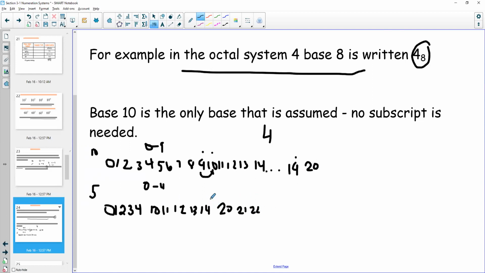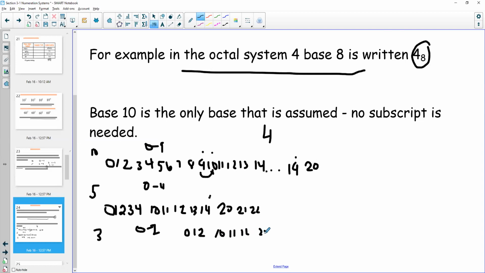Okay, when you get to the end of the values you have, you move up. What if we counted in base 3? We have 0, 1, and 2. Oops, sorry, 0 through 2. So I'd have 0, 1, 2. That's all I got. So I have to move to the next spot. 10, 11, 12. Now what? Well, I ran out again.